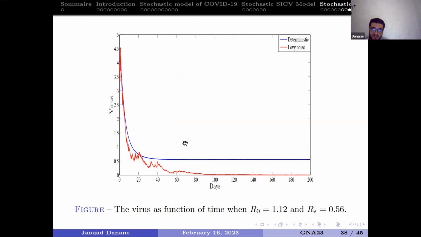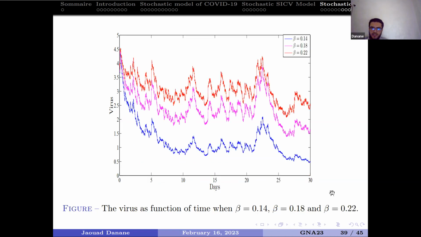If R0 is bigger than 1, we have the persistence of the deterministic model, but here R0^S is less than 1, so we get the extinction of the infection. That proves the crucial role of the stochastic model compared with the deterministic model. And about the comparison, in the last part, we give some comparisons between values of beta.